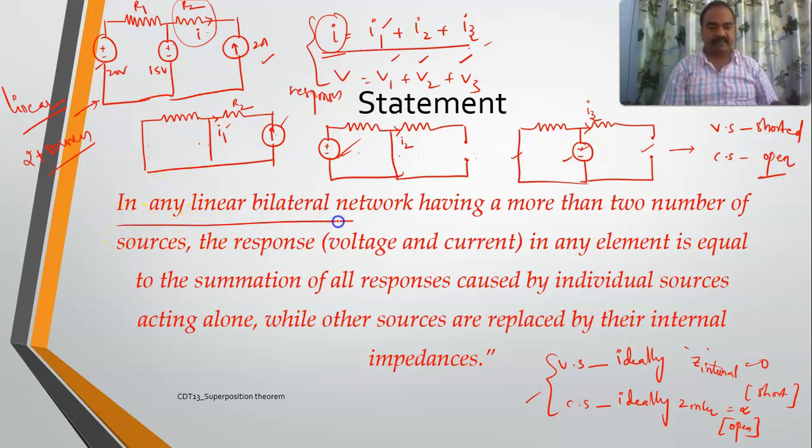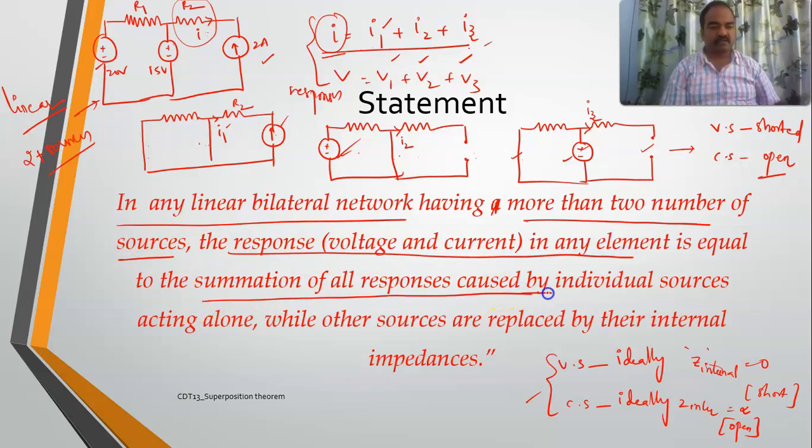In any linear bilateral network, having more than 2 number of sources, the response in any element is equal to the algebraic sum of all responses caused by individual sources acting alone, while other sources are replaced by their internal impedances. This is the statement. I hope you have now understood. Any linear bilateral network having more than 2 number of sources, these are the conditions.